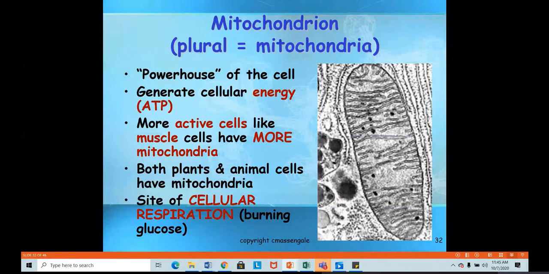Why? Because they help in generating ATP. Have you ever heard of the term ATP, my dears? Do you know what is ATP? No one?